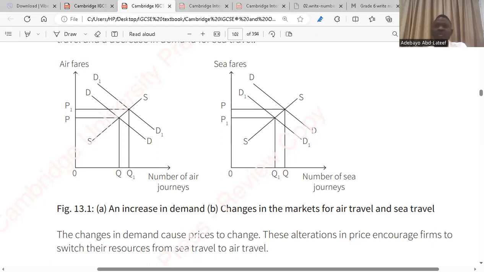consumption of sea travel is reducing. That means it's becoming less popular, unlike the consumption of air travel, which is becoming more popular. Do you get it? That is the point they are making here. Is it clear? Yes. Good.